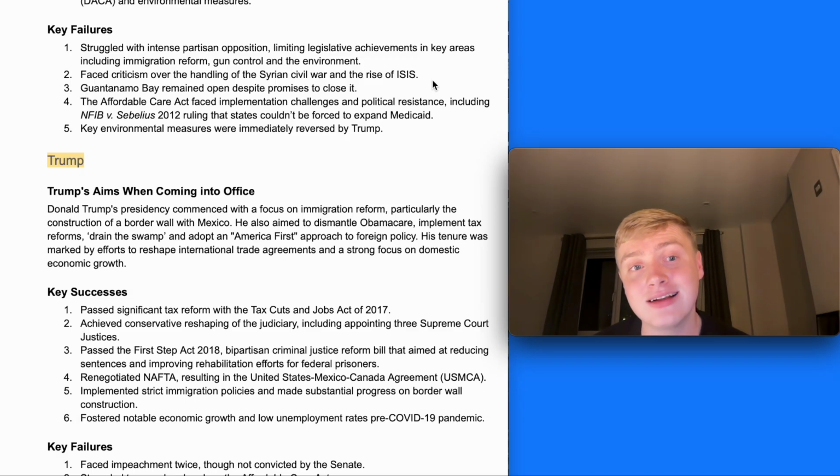The Affordable Care Act faced significant implementation challenges and political resistance, including a 2012 Supreme Court ruling that states couldn't be forced to expand Medicaid. Key environmental measures, as well as the JCPOA, the Iran nuclear deal he signed, were immediately reversed by Trump once he came into power.